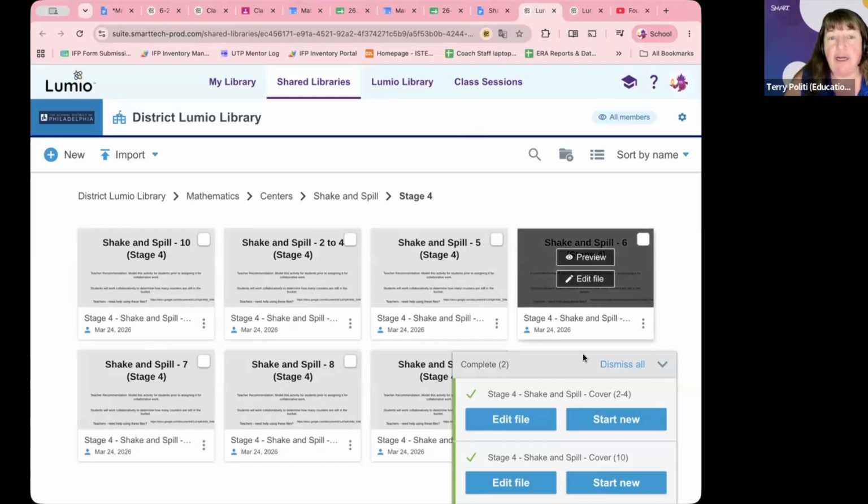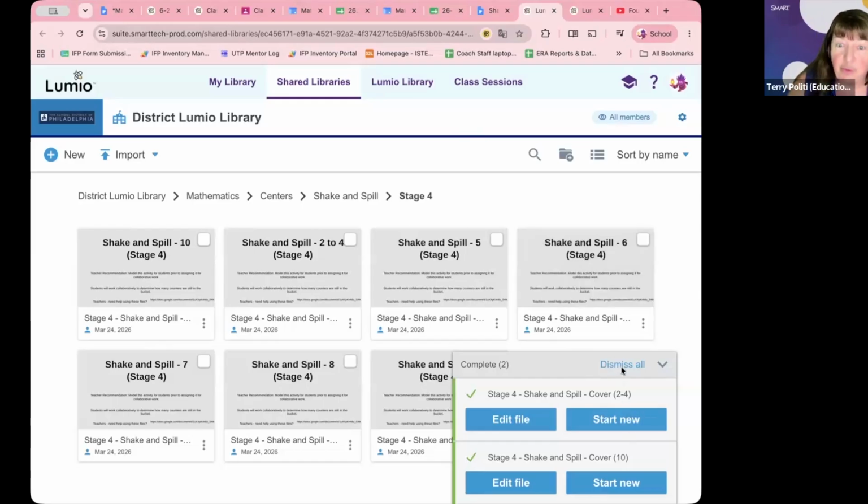So if you click on guidance documents in one and it doesn't show the Lumio icon, that just means we don't have Lumio games set for that yet, or we might never have them depending on what the game is. Some of them are just better, like I said, pencil paper.